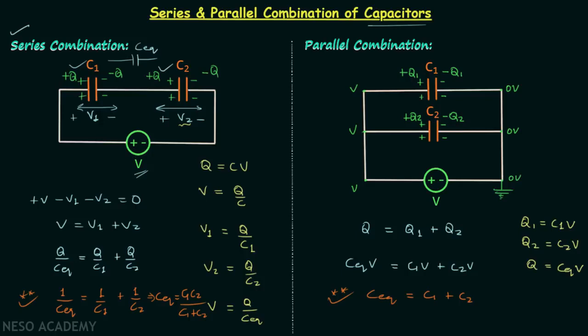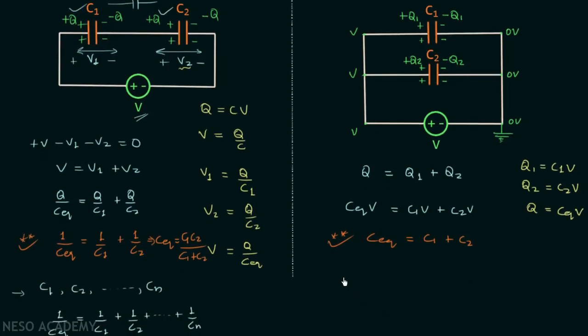Now when we have n number of capacitors connected in parallel, then the equivalent capacitance will be equal to C1 plus C2 all the way to Cn. And if C1, C2 all the way to Cn are same and are equal to C, then the equivalent capacitance will be equal to n times C. Now from here it is clear that when capacitors are connected in parallel, the overall capacitance increases.